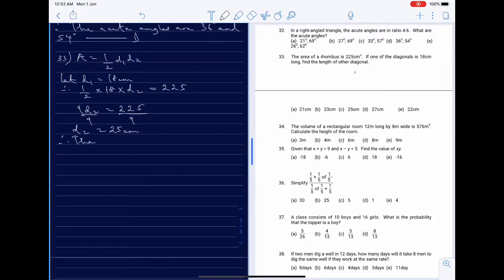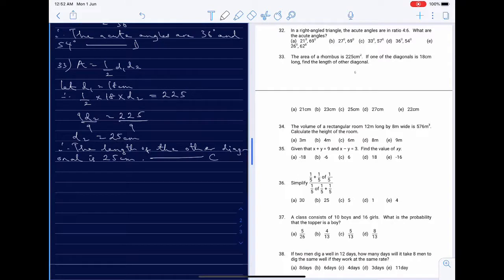Therefore, the length of the other diagonal is 25 centimeters. And that option is 25 centimeters. The correct option is C. Now to the next.